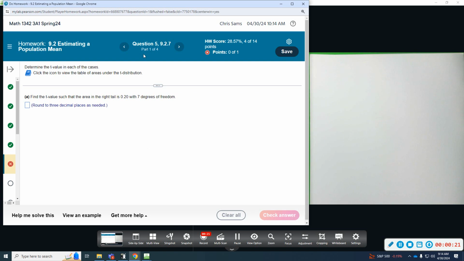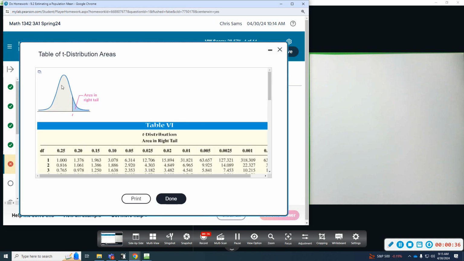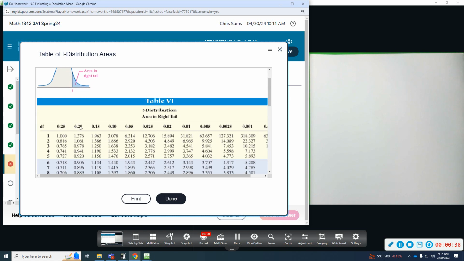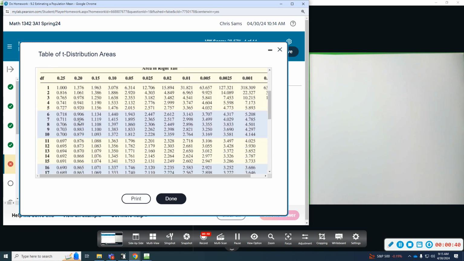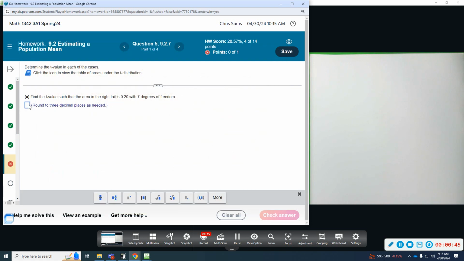And then number 5, we have 4 parts. So we want to use the t-distribution. We're going to find the t-value such that the area in the tail to the right is 20% with 7 degrees of freedom. So I'm going to open the table. We got 0.20, and it says 7 degrees of freedom, so 0.896.